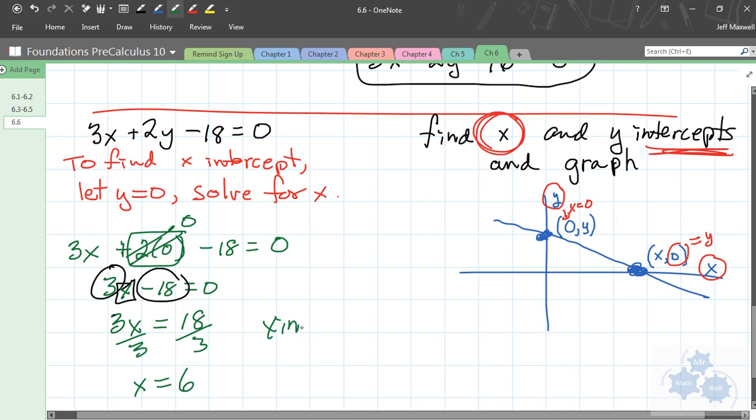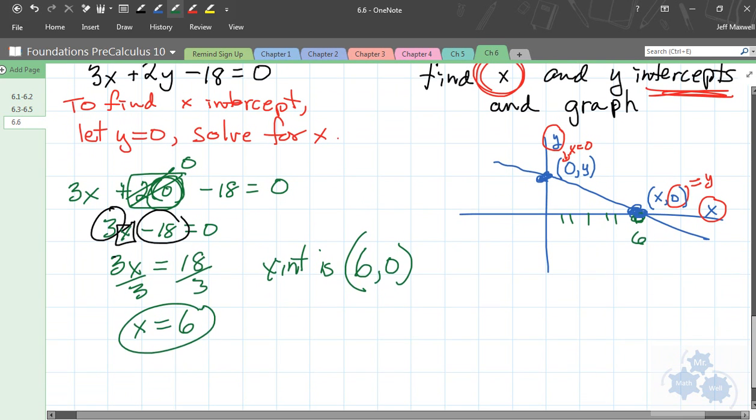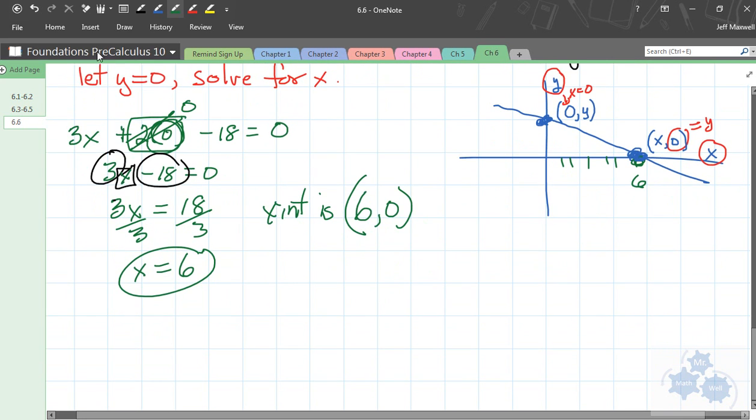So the x-intercept is the point 6, 0. 6 is the x value, and we let y equals 0. So there's x equals 6 there. And for the y-intercept, I actually don't know if this is what it looks like here yet, but let's find out. So if you're a note-writing person and you want to write the other side of it too, let x equals 0 and solve for y to find y-intercept.